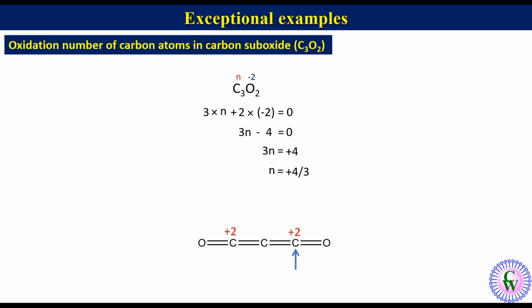The middle carbon, which is attached to 2 carbon atoms, has 0 oxidation number because there is no electronegativity difference between 2 carbon atoms. Thus, in C3O2, there are 2 carbon atoms with +2 oxidation number and 1 with 0 oxidation number.